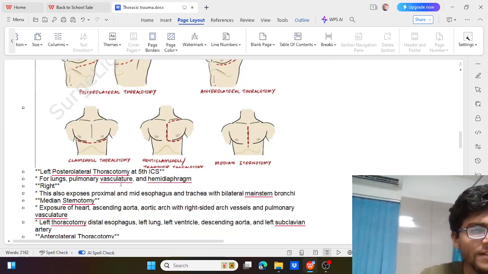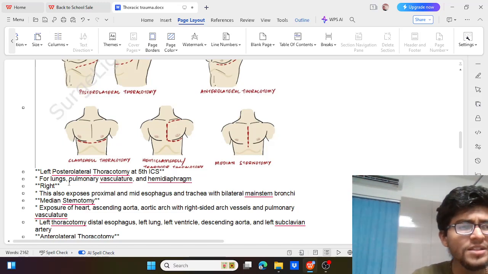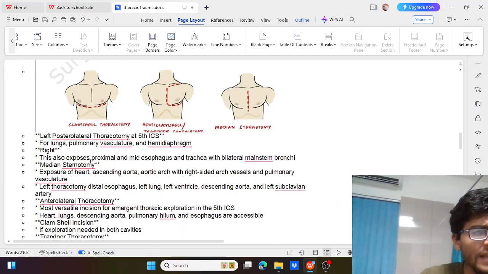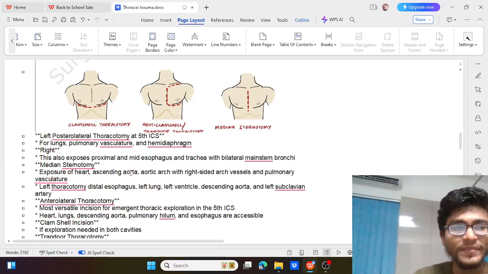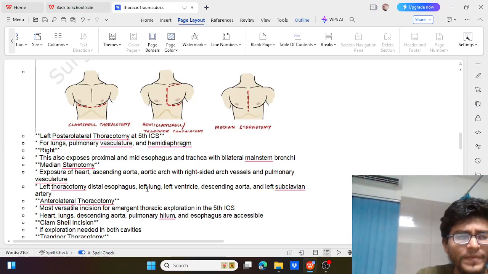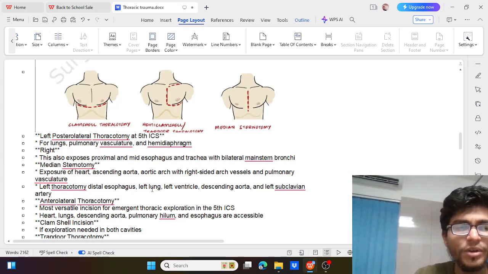In case of posterolateral thoracotomy on the left side, it will be helpful for lungs, pulmonary vasculature and hemidiaphragm. And on the right side, it will show us the proximal and mid esophagus with trachea and main stem bronchi. In case of median sternotomy, it will give us exposure to the heart, ascending aorta and aortic arch, right side of the arch vessels and the pulmonary vasculature. And in left thoracotomy, it will give us access to the distal, lower esophagus, left side of lung, left ventricle, descending aorta, left subclavian, almost similar to left posterolateral thoracotomy.